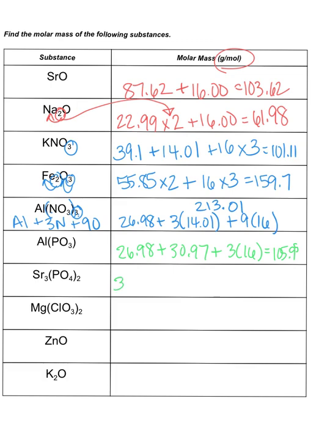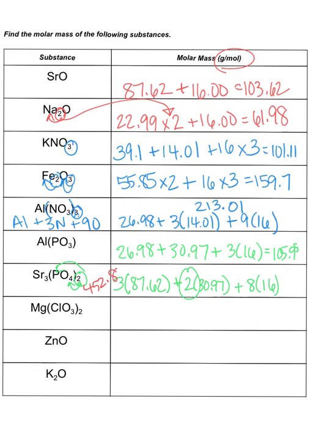Next one, Sr3(PO4)2. So I'm going to have 3 times Sr. Sr is 87.62, plus 2 times P, which is 30.97, plus oxygen. There is 4 times 2 here, so that's 8 times 16. Again, this 2 here came from that 2 multiplying on this P. When I add all of that up, I get 452.8.